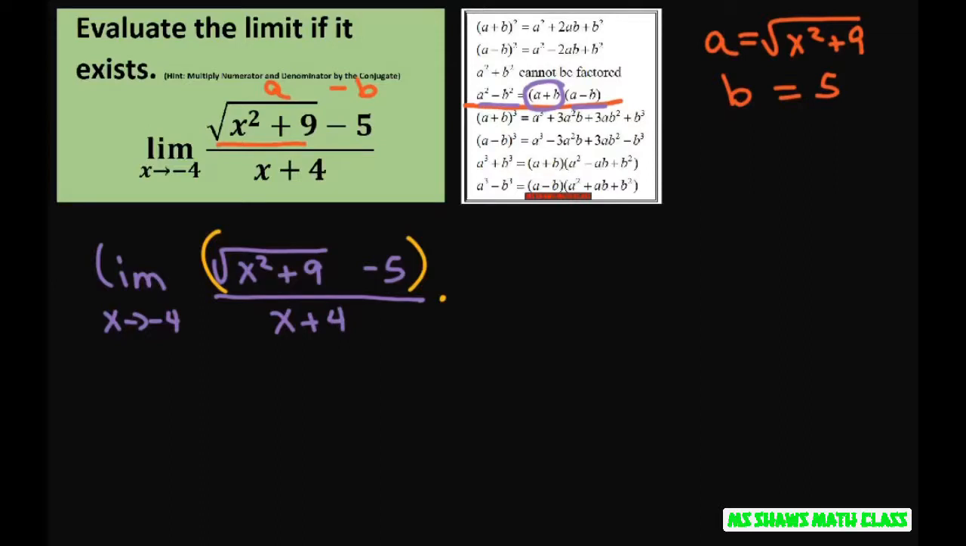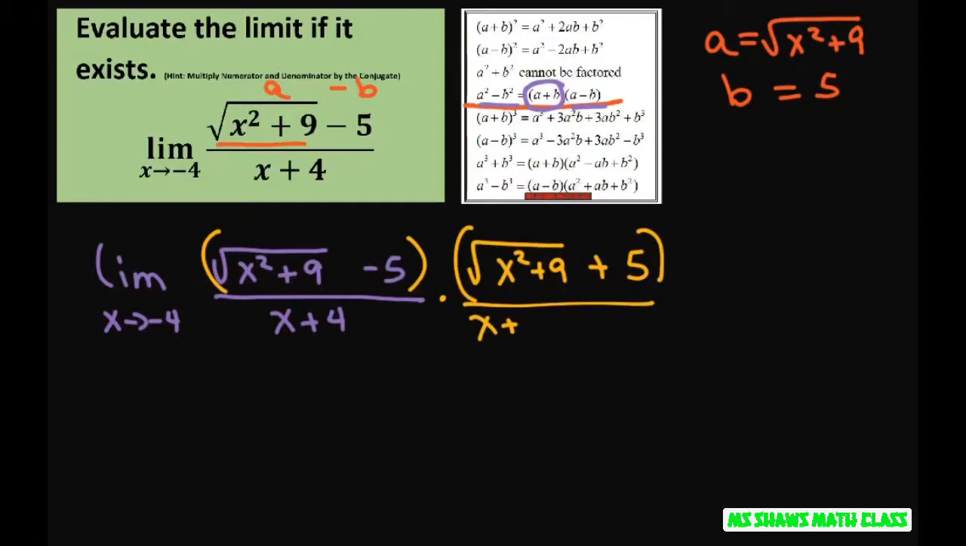So make sure you multiply both the numerator and denominator by the conjugate. So this is going to be the square root of x squared plus 9, and you're going to put plus 5. Now, whatever you put in the numerator, you also have to do in the denominator. So this is going to be x plus 4. And then we have square root of x squared plus 9 plus 5.